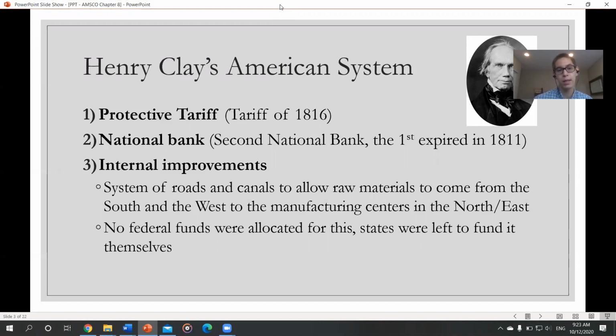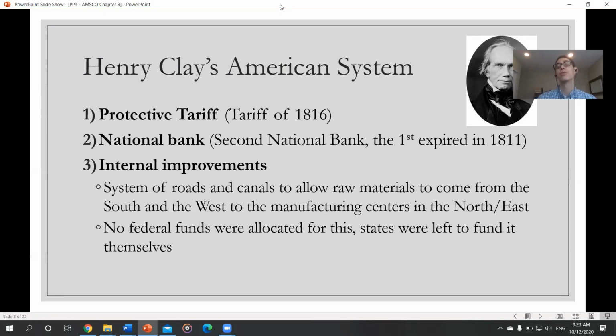This is basically an attempt to create an American system of trade, of markets, of economics. And there were a handful of things that he did. First, he created a protective tariff that put a tax on goods from other countries. Therefore, European goods are more expensive. Therefore, you're more likely to buy American-made goods. That helps promote domestic industries.